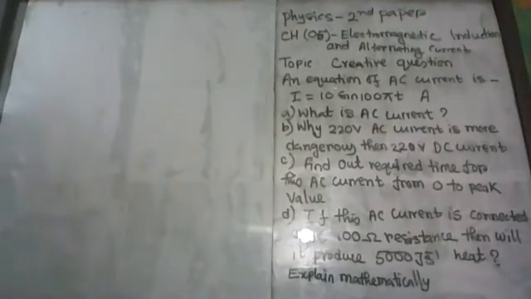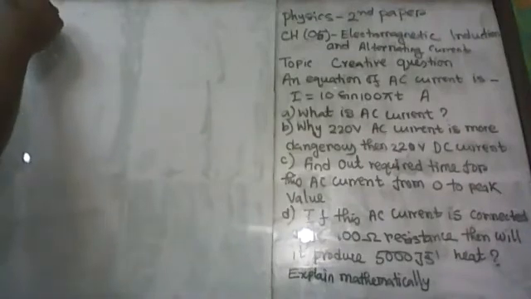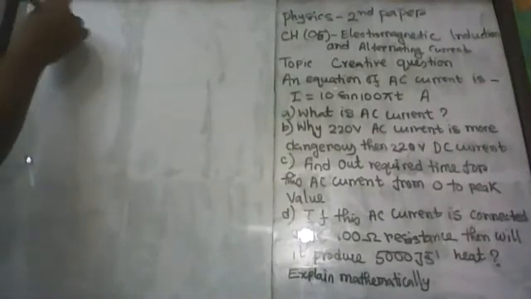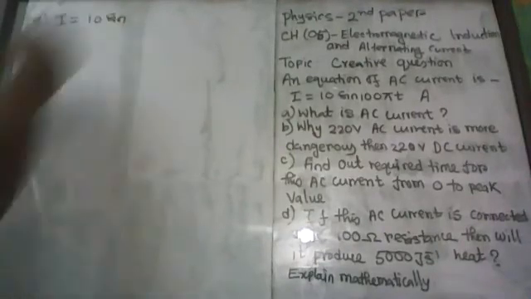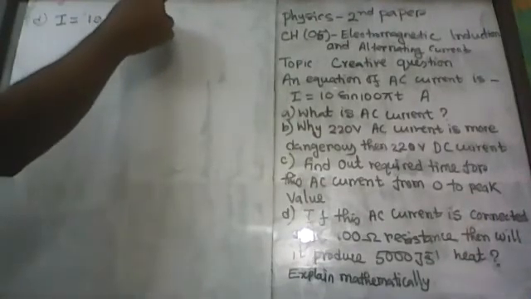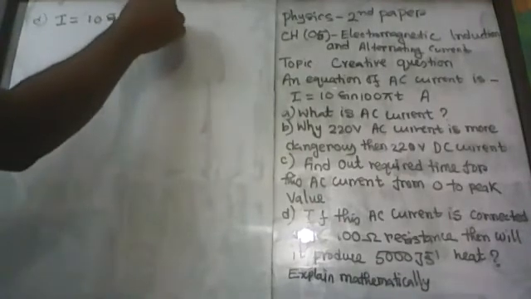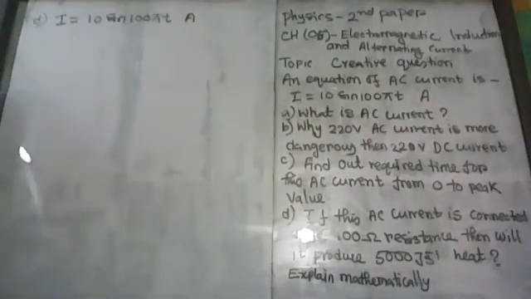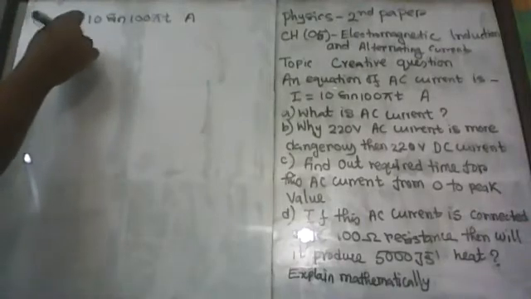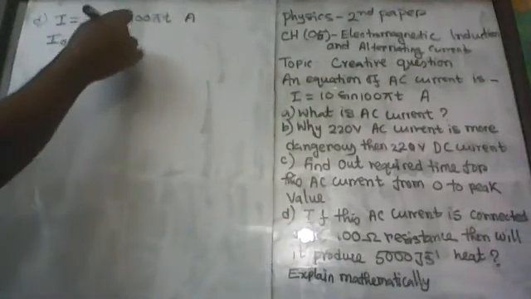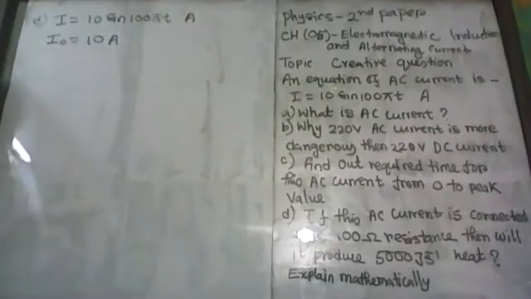You see that this AC current, number D, has the equation I equal to 10 sine 100 pi t ampere. So this AC current has a peak value I naught equal to 10 ampere. We got this from question number C. From answer number C, it will equal 10 ampere.